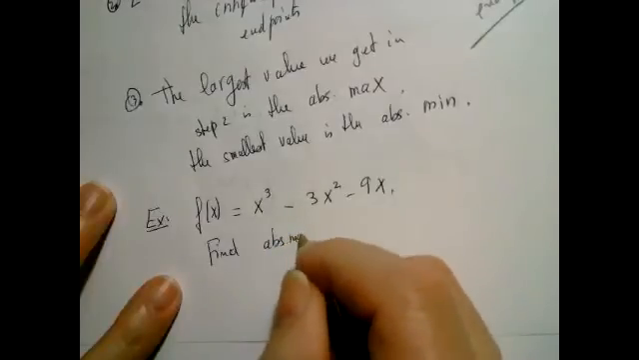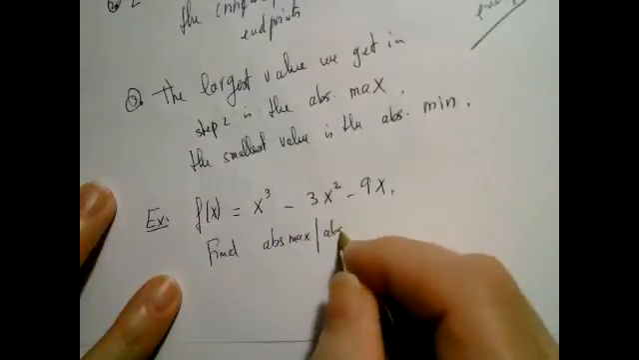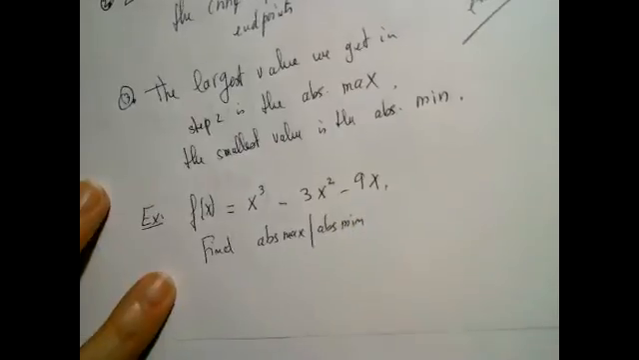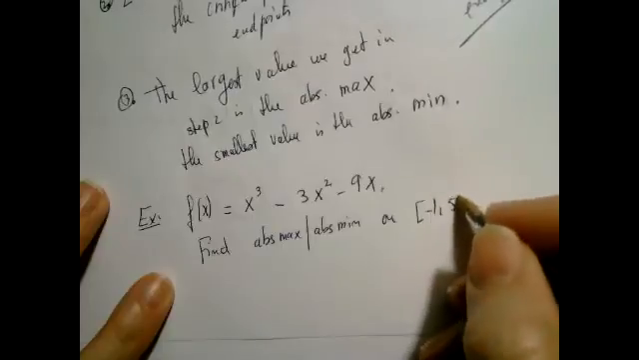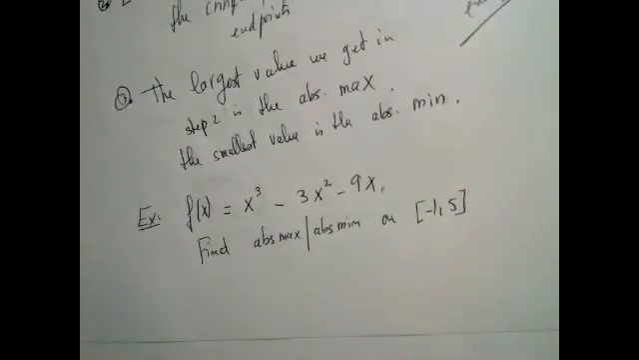absolute max, absolute min, it means the largest and the smallest, on the interval -1, 5. So this is the interval of interest to me, -1, 5. So we're going to do that.